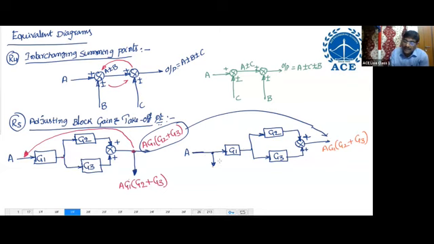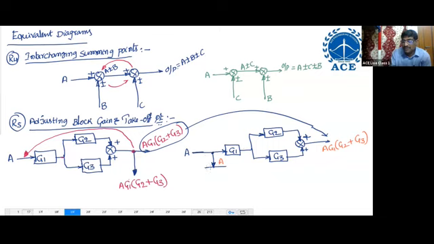But we are getting only A. We are getting only A. But we should get what? A G1 into G2 plus G3. Before shifting, whatever the outputs you are getting, after shifting also same outputs you should get. Same output you should get.